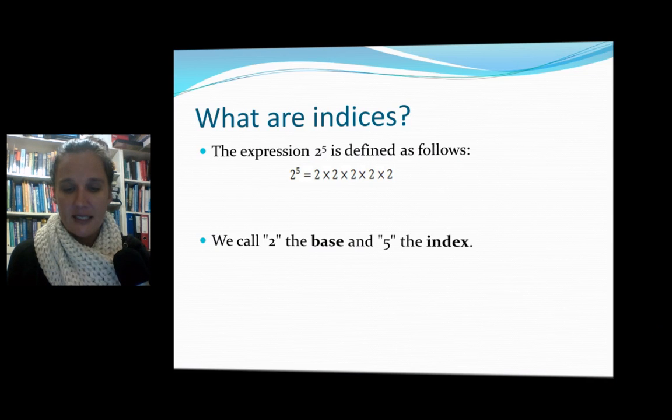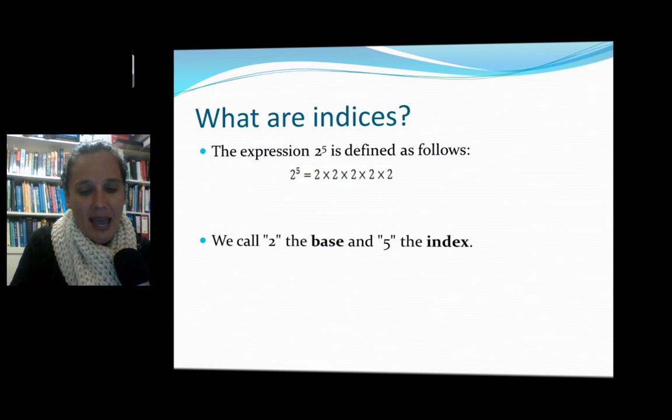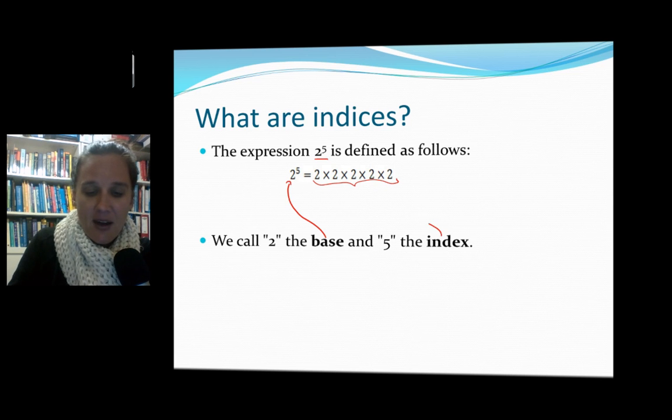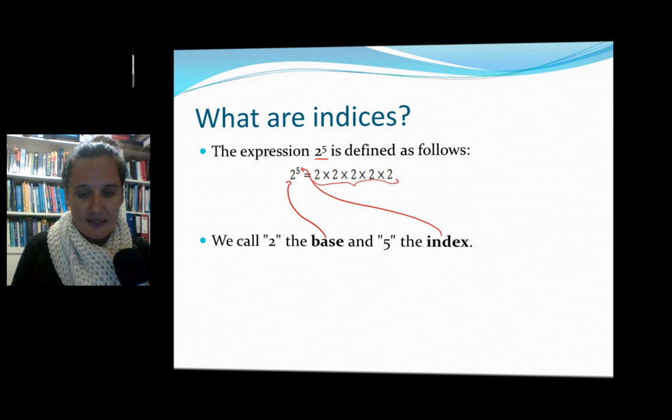Indices and the law of indices. So what are indices? Here we have our expression 2 to the power of 5, and 2 to the power of 5 means 2 times 2 times 2 times 2 times 2. So what we have is 5 lots of 2 times itself. So 2 is our base here, and the 5 is the index.